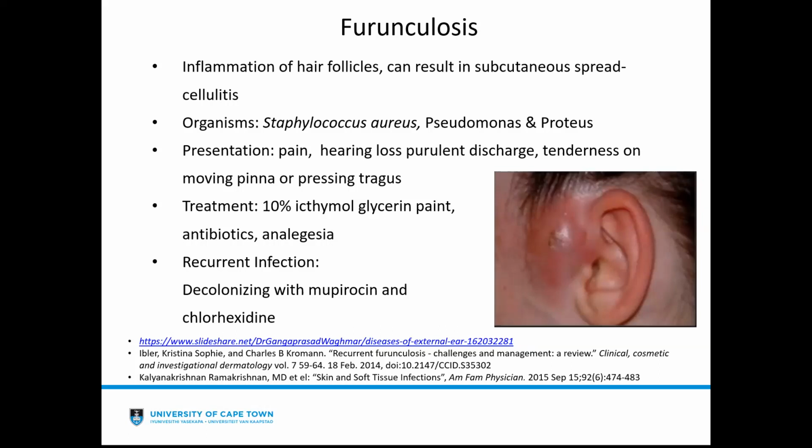For patients with recurrent infection, the recommendation is that they need to be decolonized, and they are often given chlorhexidine or mupirocin, and that can reduce the incidence of subsequent Staphylococcus aureus infections.